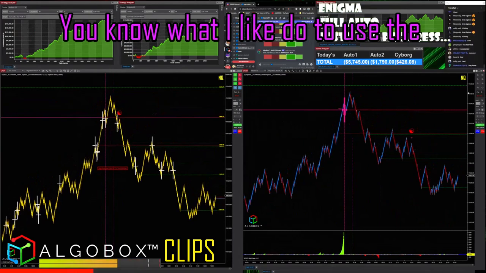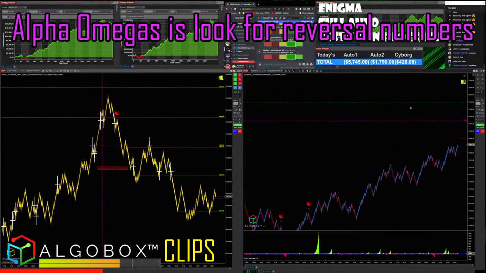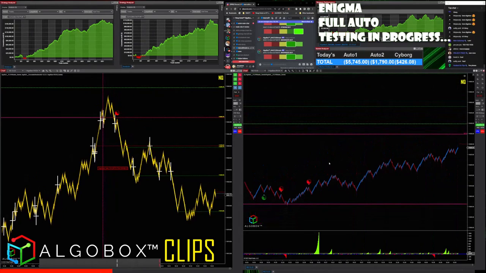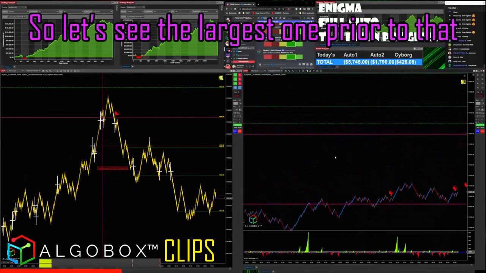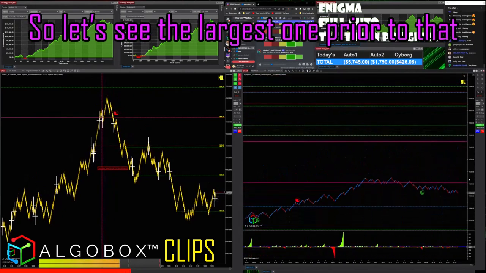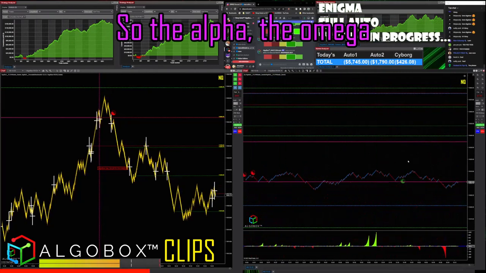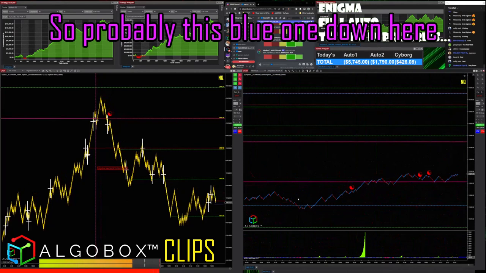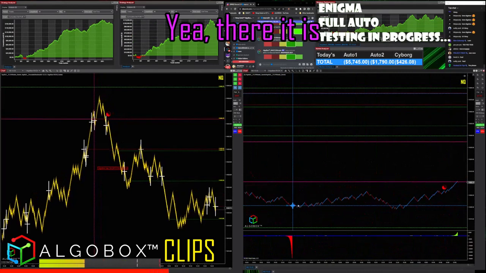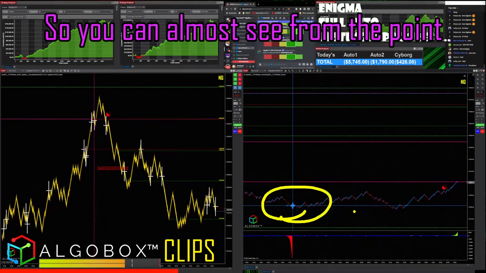What I like to do to use the Alpha Omegas is look for reversal numbers. So let's see the largest one prior to that. Let's see if we can find what I kind of call the connecting blue. So the Alpha, the Omega, the beginning and the end. So this is probably this blue one down here. Yeah, there it is.